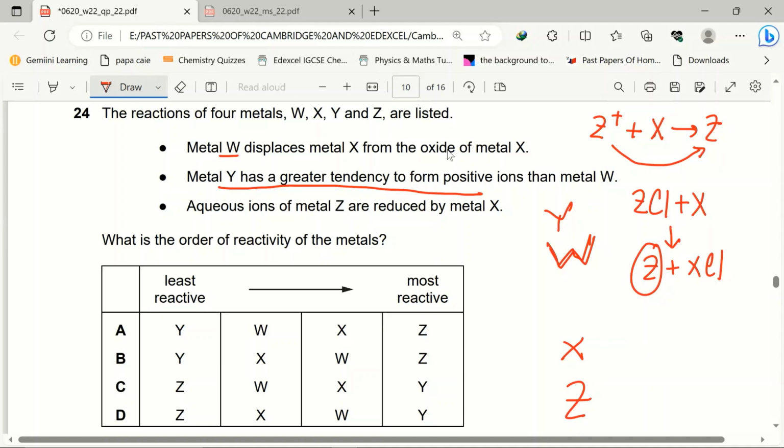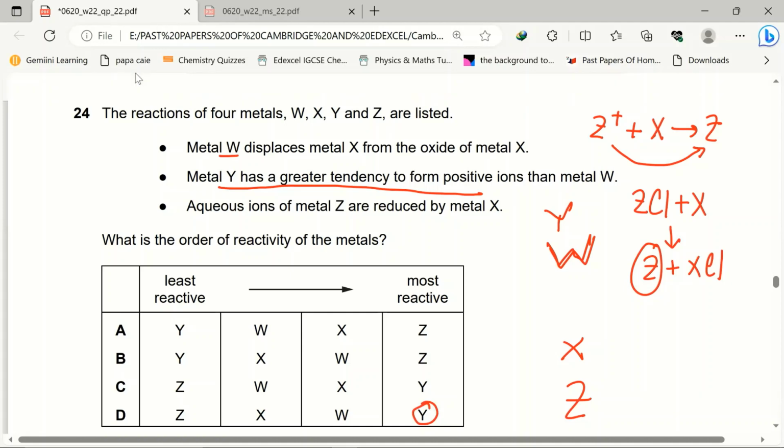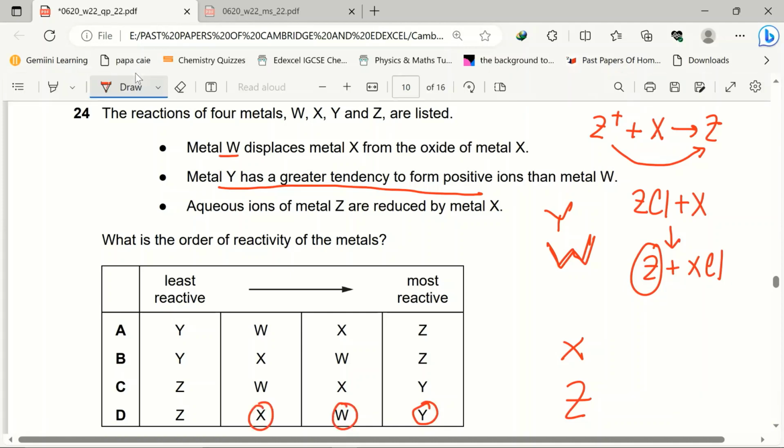Y, W, X, and Z. A is the only correct answer. Least reactive, sorry. Most reactive is Y, then W, then X, then Z. Z is the least reactive. So D is the only correct answer.